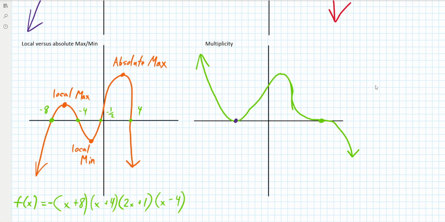So maybe I'll do this in purple. Okay, so if this is the graph that's happening, this is a multiplicity of 2. This one, it curves twice. You can kind of see, again, turning points. If you count up your turning points like this, right? This one curves twice, so we call this a multiplicity of 3.